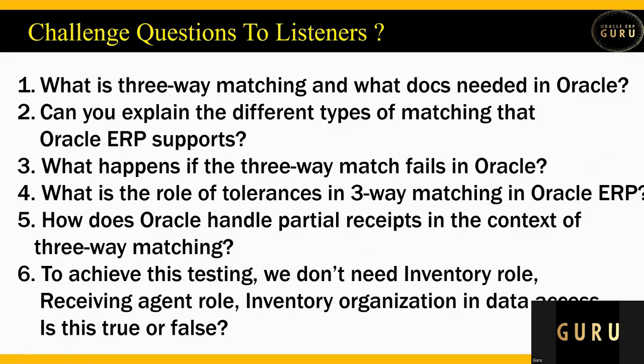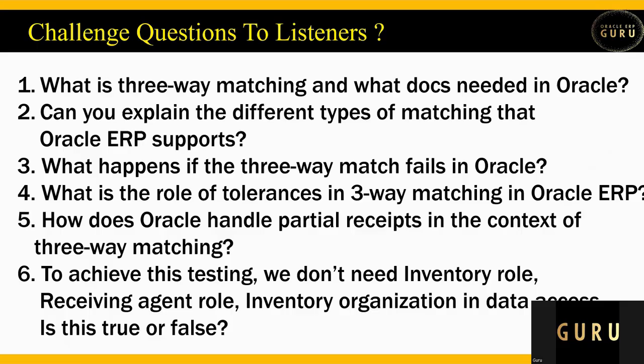Question number 5. How does Oracle handle partial receipts in the context of three-way matching? It means, as I told you, I have ordered 5,000 quantities, but the receiving is done only for 1,000 items. And I'm doing the invoicing for, let's say, 1,000 items. So now what will happen? Will the system accept it, or will it throw an error? How does it work?